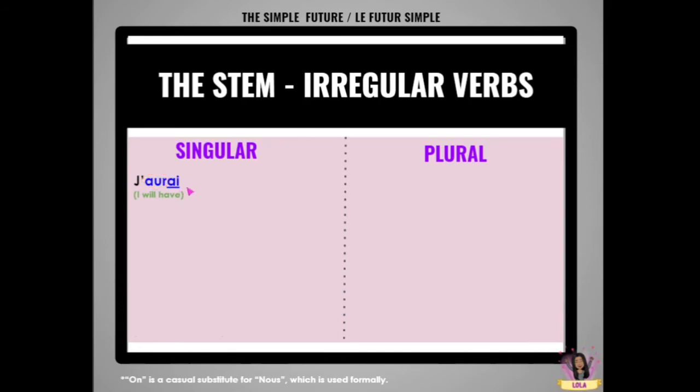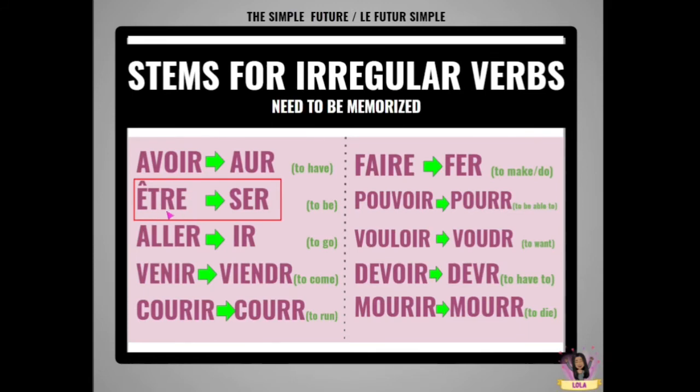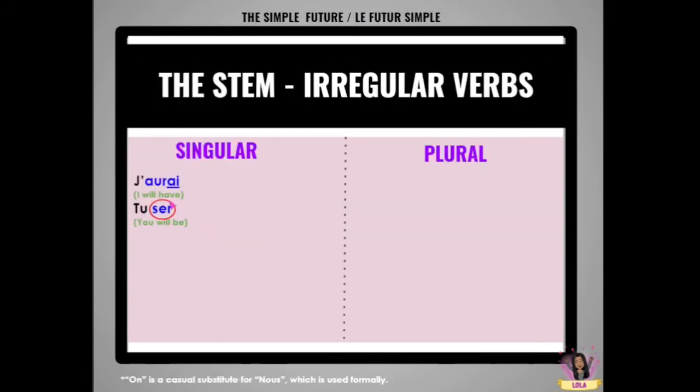Going on to the next one, we see être, which becomes ser, and it's the verb to be. So remember this, that's going to be the stem, so tu seras, and then of course the as is your ending, so tu seras, you will be.